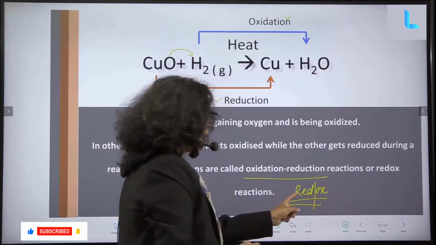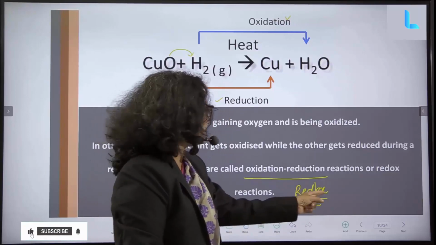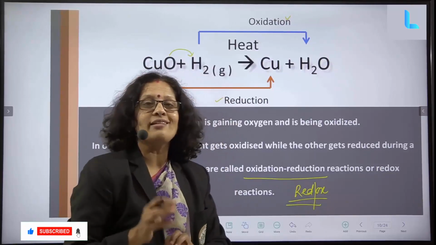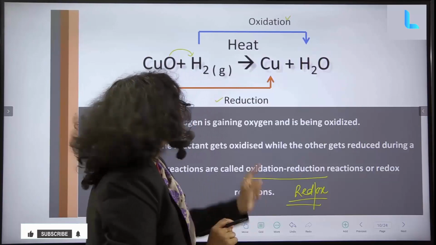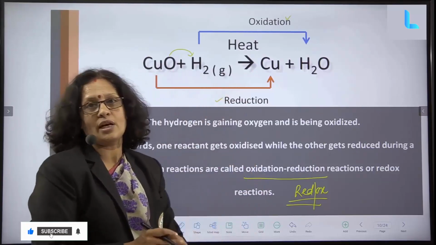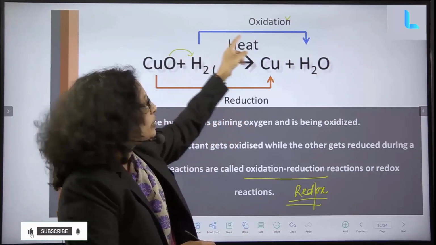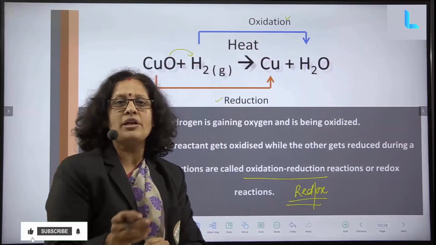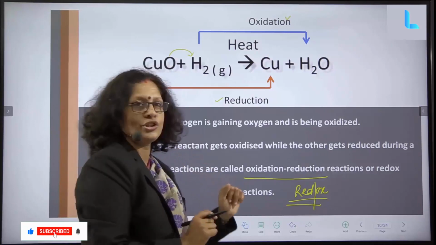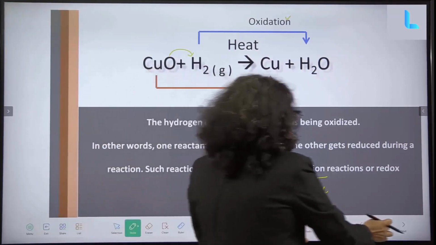Okay. So here RED is for reduction, OX is for oxidation. When we say redox reaction, simultaneously in the same reaction both the activities are happening. There is one component undergoing oxidation, another component undergoing reduction. So simultaneous oxidation and reduction happening is called redox reaction.